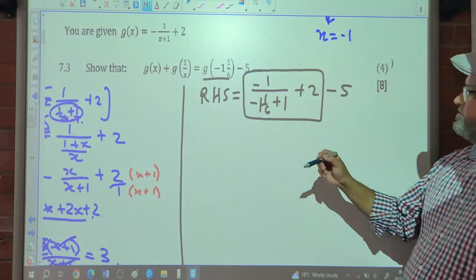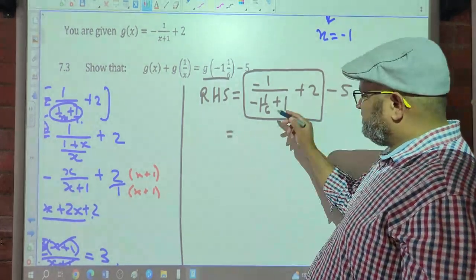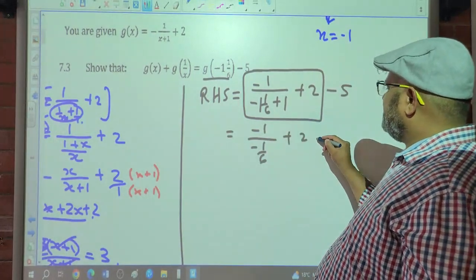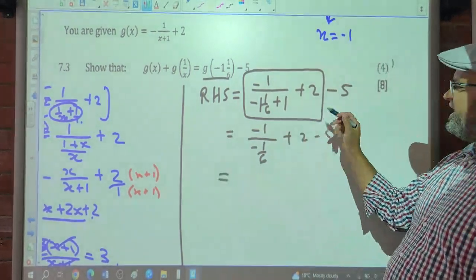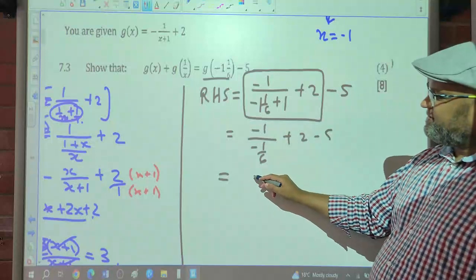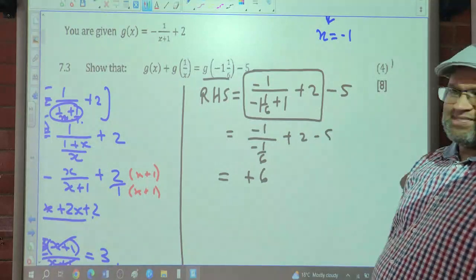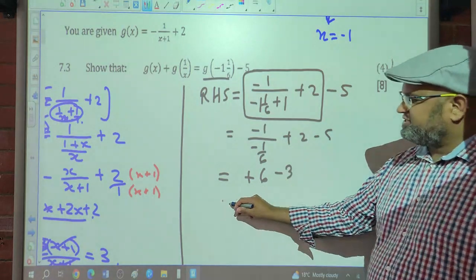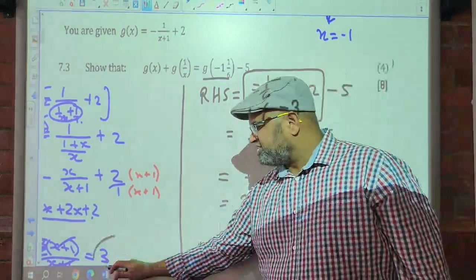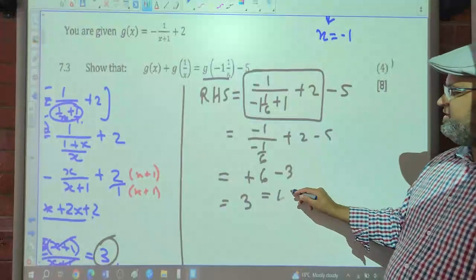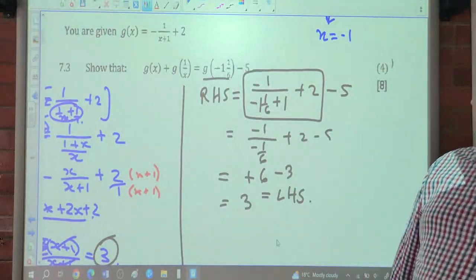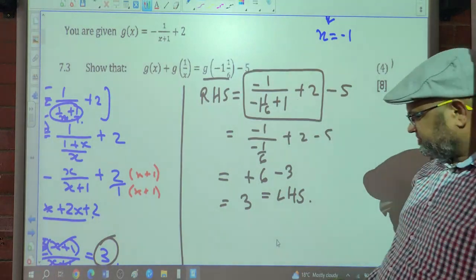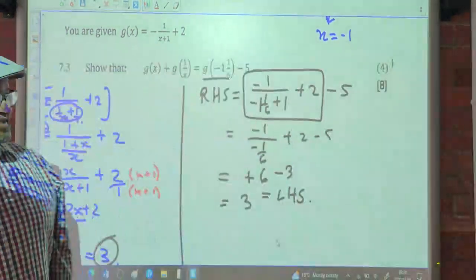From here I could have punched it in the calculator, but it's fairly simple. So it's negative 1 minus 6 plus 2 minus 5. We could have added that already. Negative divided by negative is positive 6. So it's 1 multiplied by 6 over 1 minus 3, which is 3. So what do you notice? It is equal to the left hand side, and we have just proven that identity. That's fairly simple.